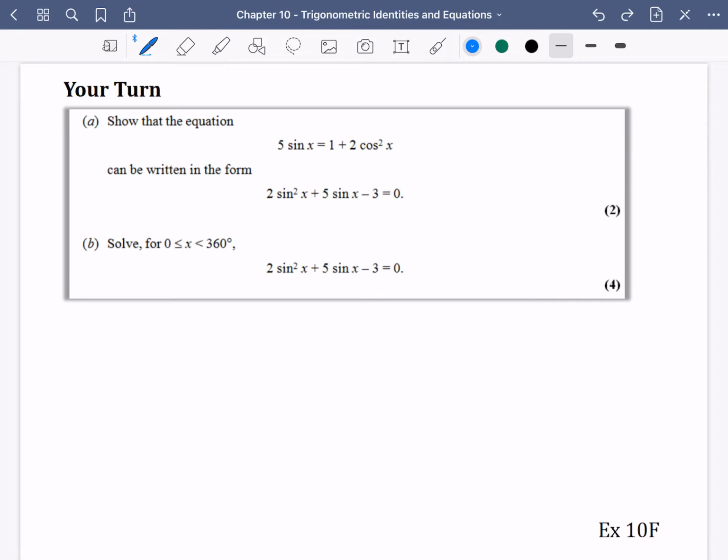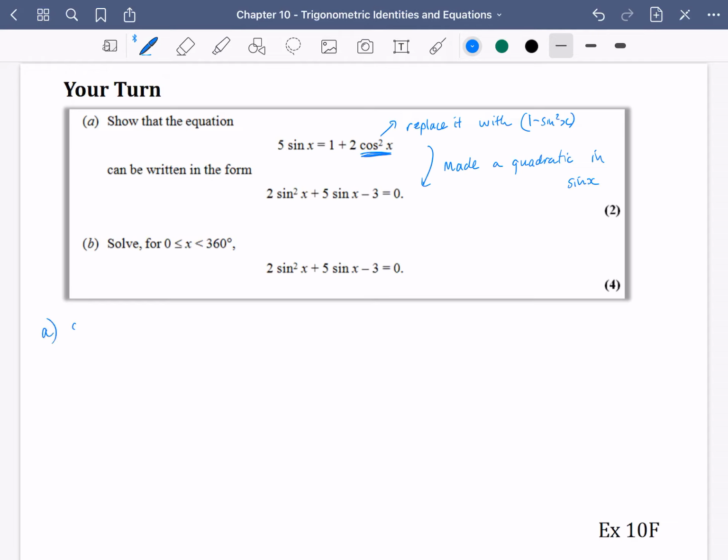Okay, so part A, it says, show that this equation that we have written can be written in this form. So what they've done here is they've made it a quadratic in sine x. And we know how you do that. You're going to take the cos squared and replace it with the Pythagorean identity, which is 1 minus sine squared x. And you just always need to make sure that's bracketed when you substitute it.